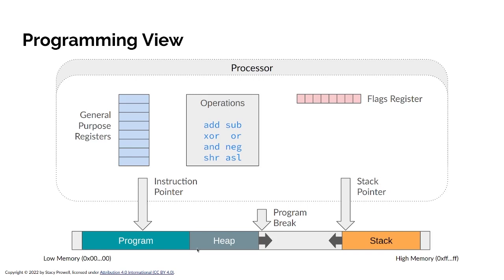But this is your programming view, right? I've got an instruction pointer in my program, a stack pointer in my stack. The operating system provides a program break, which gives me some heap. And that's important because, again, memory is virtual. I can't write into an address here in the middle because it just might not exist. It might not be mapped to any real memory.